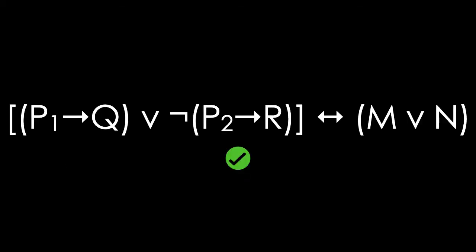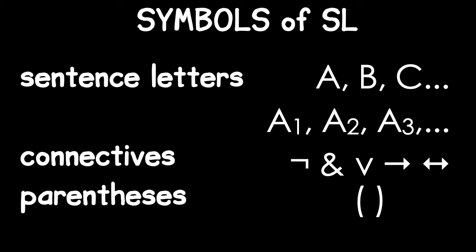In SL, however, we can formally and precisely define what counts as a sentence. This, for example, is a sentence of SL, and that's something we'll show by the end of this video. Recall that we specified all the symbols of SL. They include sentence letters, connectives, and parentheses. An expression of SL is any series of these symbols.